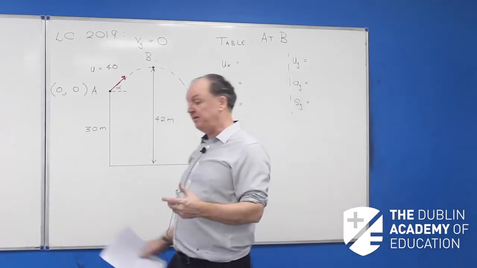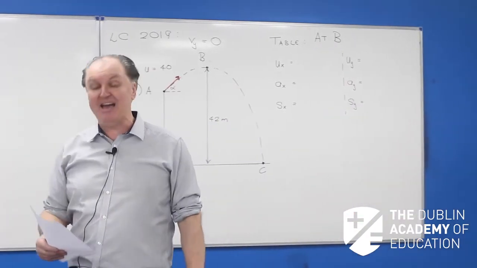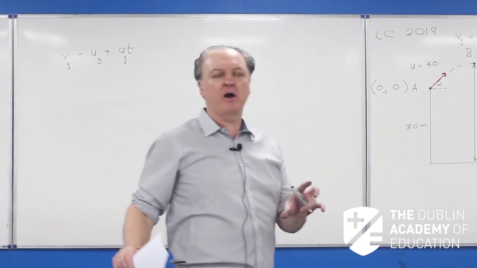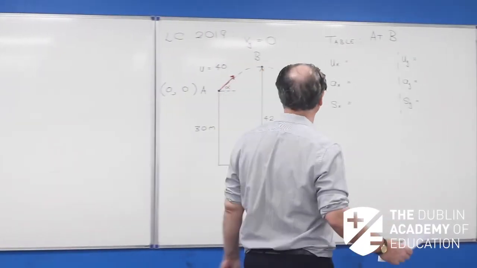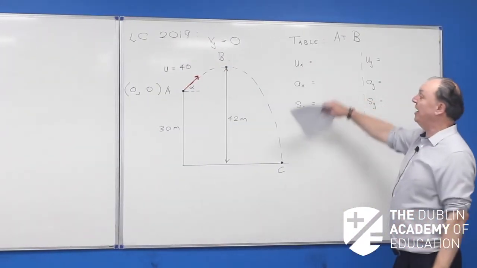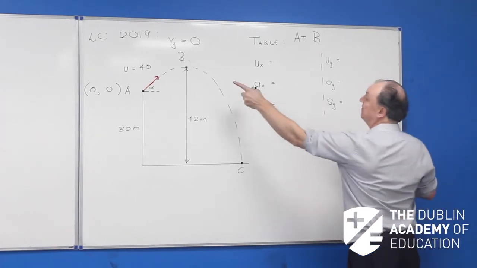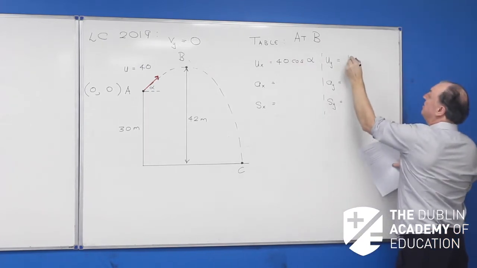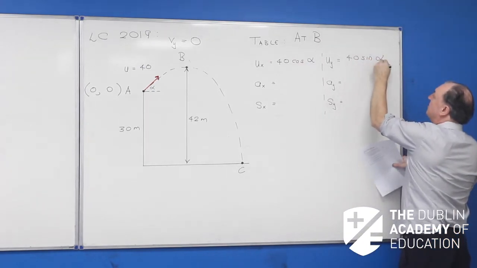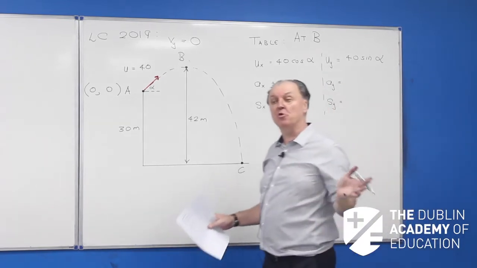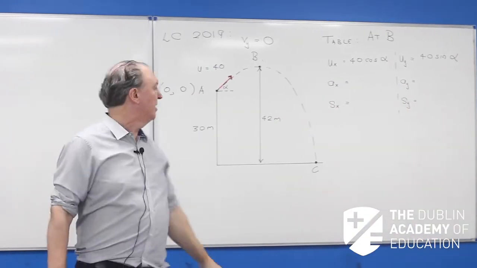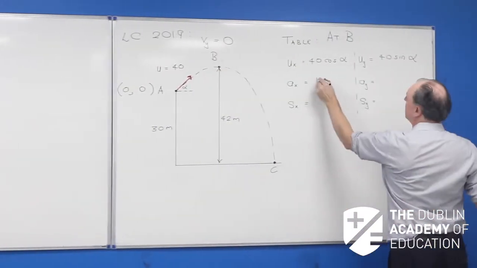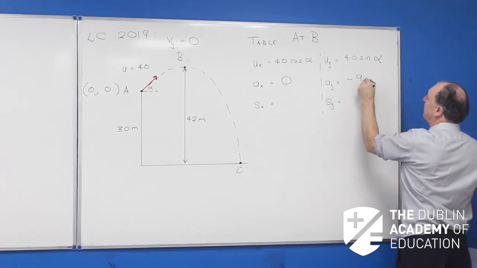So let's put it together. They're asking me to find, in part 1, the angle alpha. Now, when they ask you to find the angle, that's probably the hardest thing they can do in projectiles. Ux is 40 cos alpha. Uy is 40 sine alpha. They're both positive, aren't they? Going to the right and going up. Ax and Ay, they're always the same. Ax is 0 and Ay is minus 9.8.